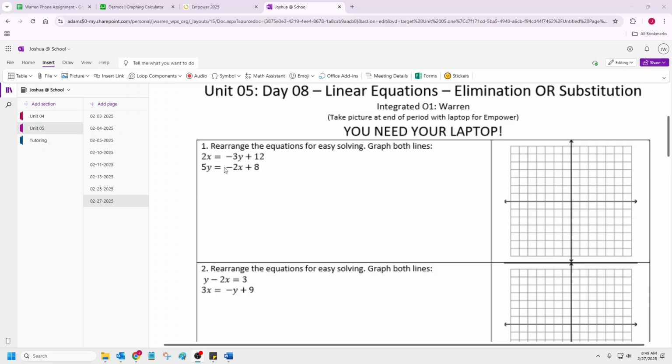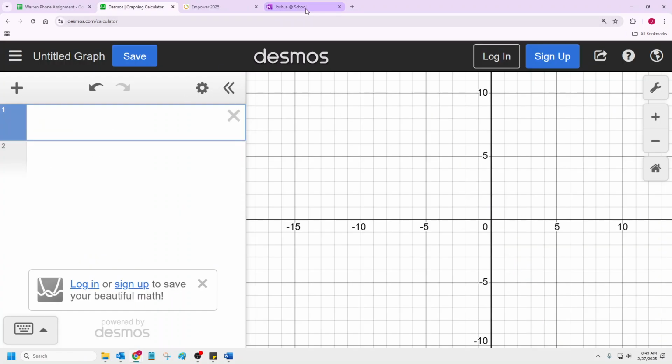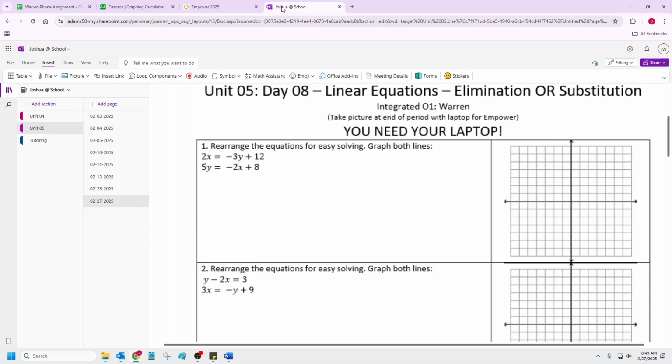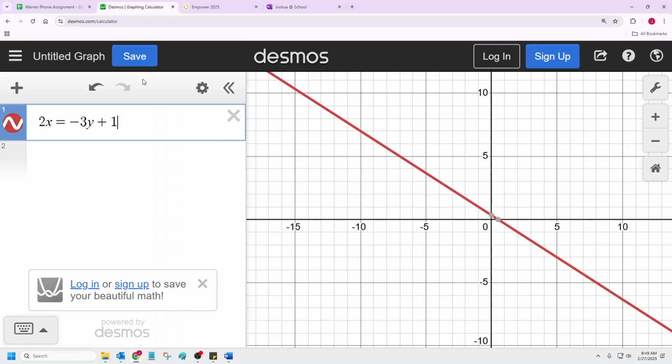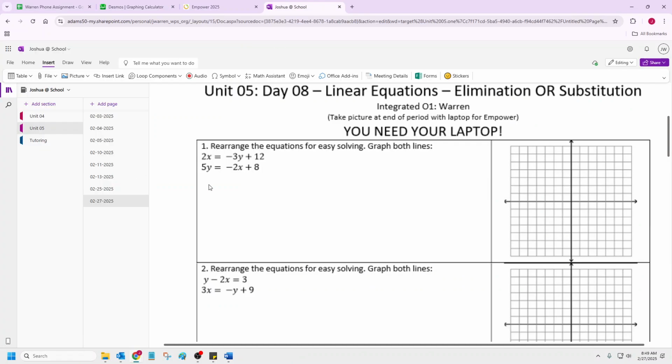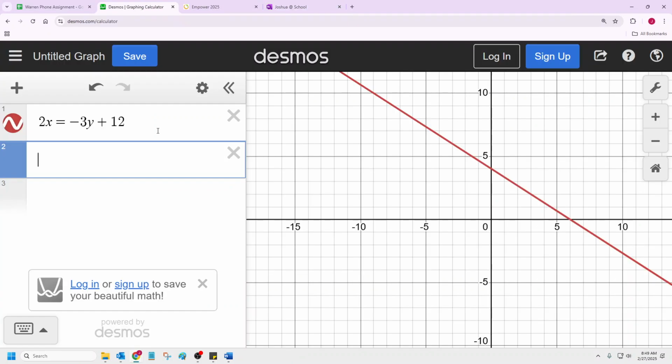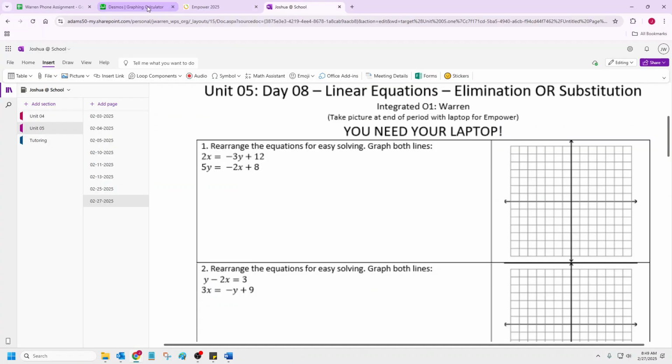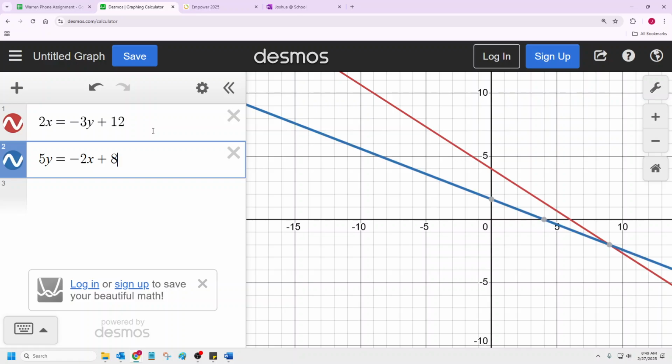Here's the good news about Desmos. You can type this in exactly as is, and it'll still show you the graph. So I'm going to go ahead and do that right now. I'm going to take you over here. What is that? That is 2x equals negative 3y plus 12. The other one is 5y equals negative 2x plus 8. Check it out.